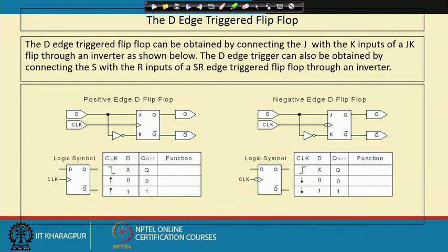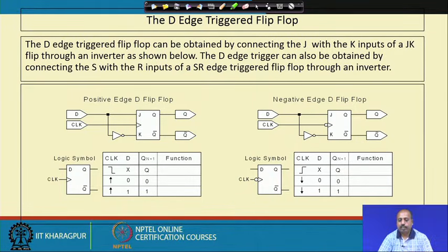Next we will look into the D triggered flip flop. It is similar to the JK edge triggered flip flop, but this D flip flop can be obtained by connecting the J and K inputs of the JK flip flop using an inverter. Just like that, instead of JK it can be SR also, but it does not matter. If you connect an inverter between J and K, then it will behave as a D flip flop.